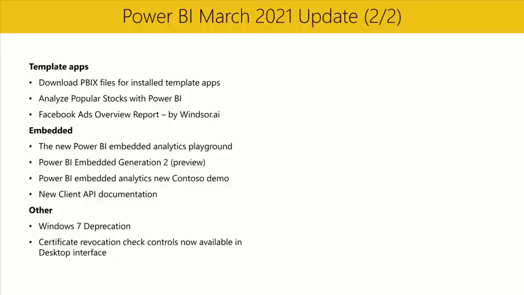We have a few final updates for you this month. First, if you're a Windows 7 user, please note that the Power BI Desktop stopped supporting Windows 7 on January 31st, 2021. New releases of Power BI Desktop are only supported on Windows 8.1 or newer versions of Windows.